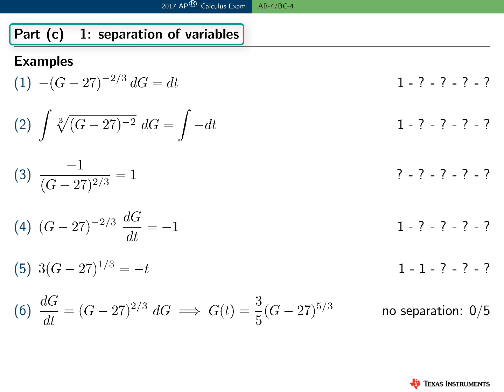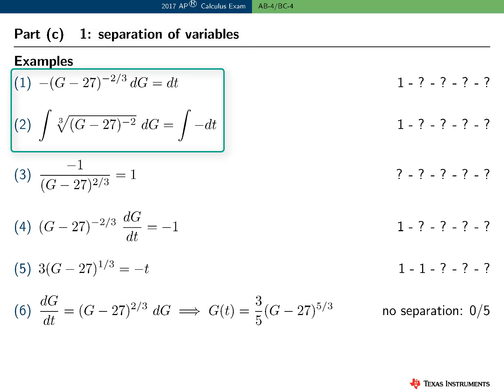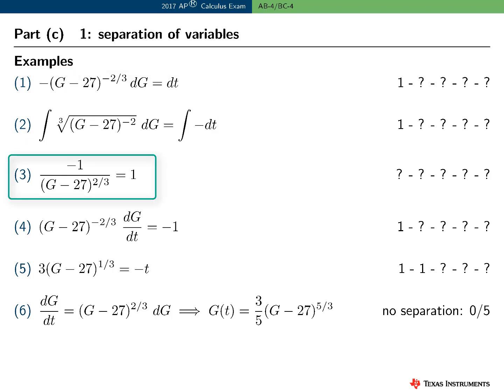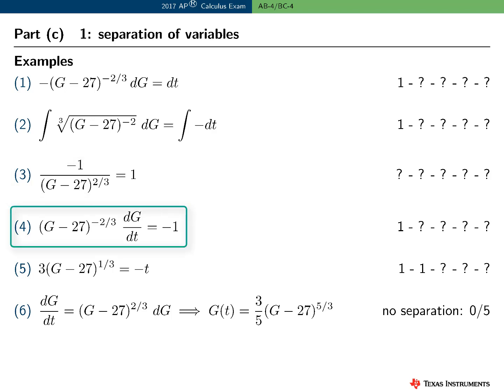In Part C, the first point was for separating the variables. And here are some specific examples. In the first two cases, the student has successfully separated the variables. Note that the -1 can be on either side of the equation. Each of these expressions earns the first point. In example 3, the student has not earned the first point yet. The differentials are not present, so we can't be sure if they have correctly separated the variables. In example 4, we interpret this as a correct separation of variables. The student earns the first point.